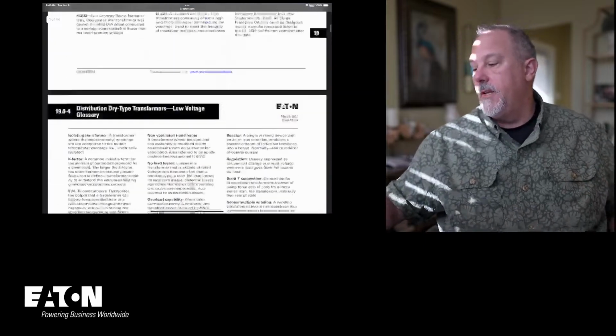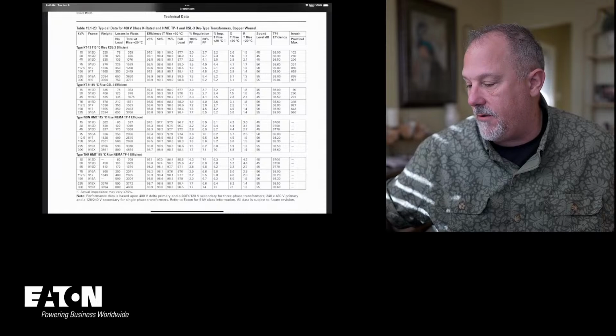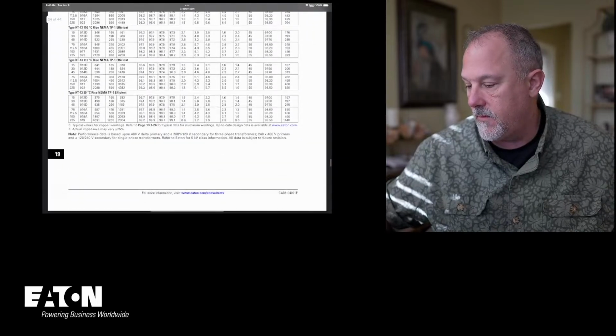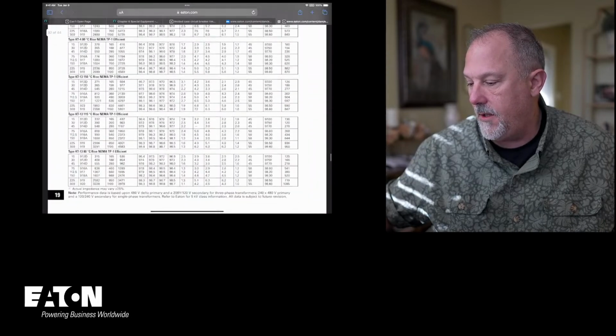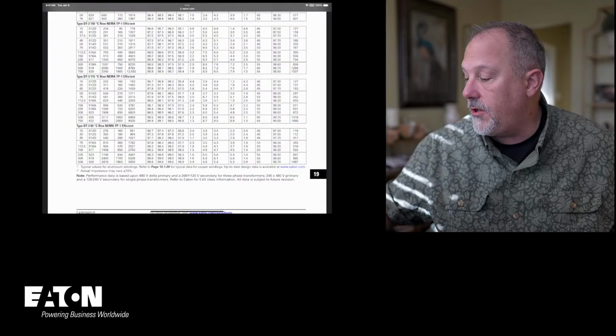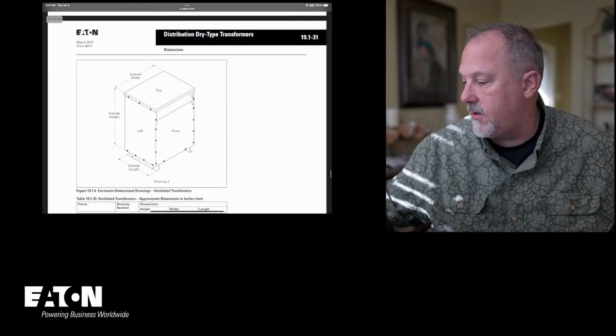All right. So remember this. We were looking through this, and we found a 500 kVA transformer in here somewhere. 225, 300, 300 kVA, 500. Here we go. And we used 5.4% impedance. There's our percent impedance.